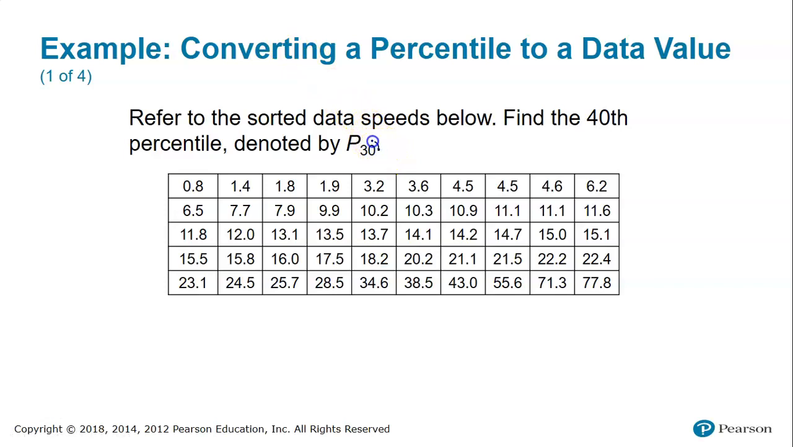All right, last example. If I want to find the 30th percentile, I'm going to do 30 divided by 100, multiply it by the number of data values, which is 50. And when I do that calculation, I end up with 35.